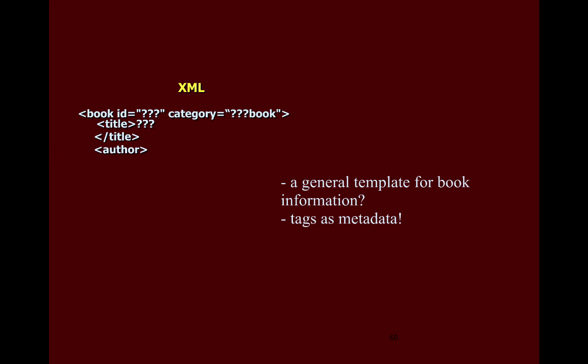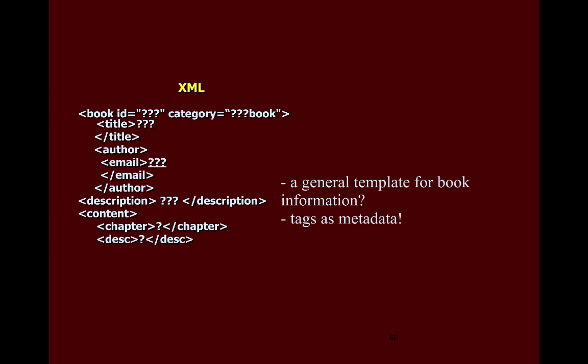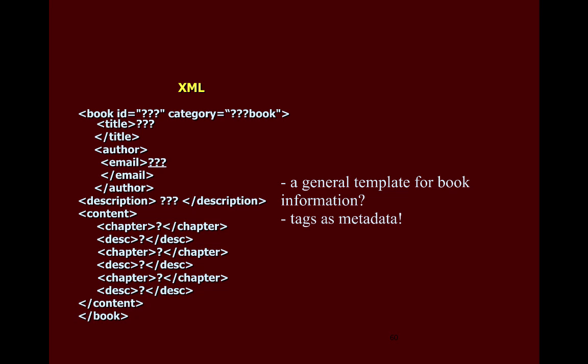Now you can generalize, right? We start off with an instance, and then we provide a markup of that instance. Now if you generalize, you remove that instance, and what remains is the metadata, or the markup, the tags themselves. You notice now that we have a general template for book information, right? So that's the idea of XML.